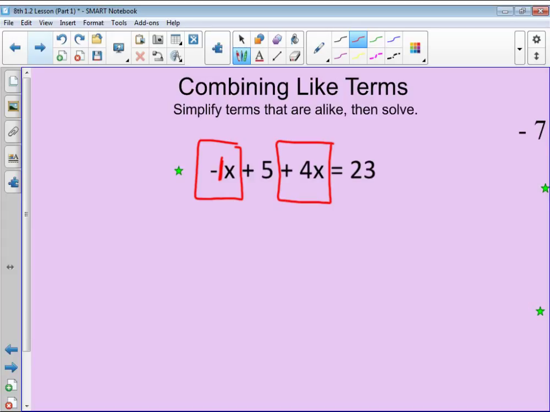Now I don't like to think of it that way. If I have a positive and a negative, and my positive is a little larger, I just do 4 minus 1. So 4 minus 1 would give me, for these two, a 3x. Then I still have this +5, so plus 5 equals 23. So there's that equation. I want you to go ahead and pause your video, and work your way through this problem.